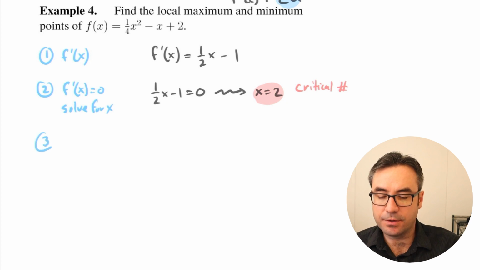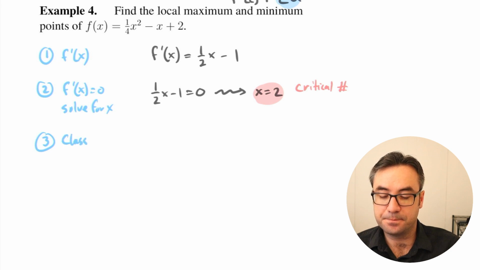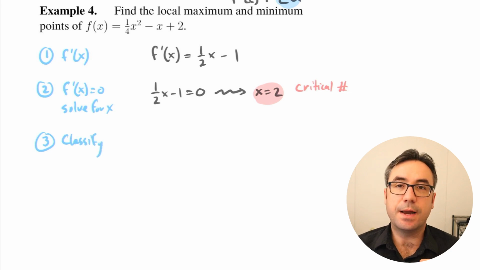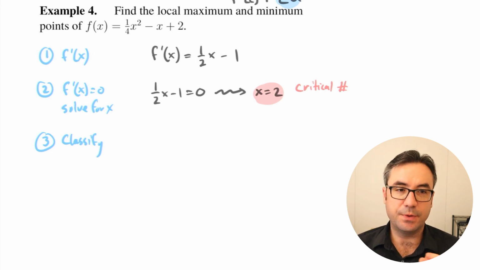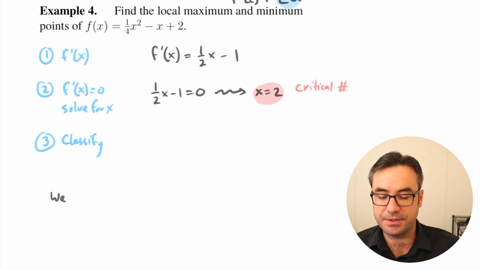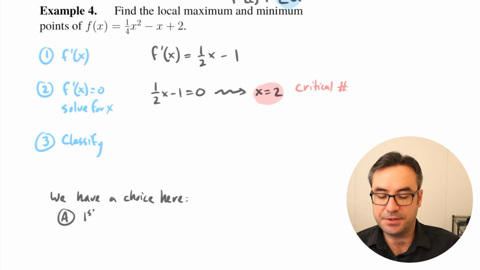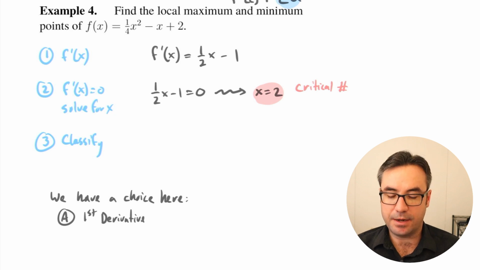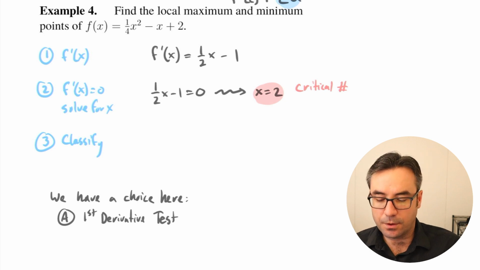And so once we have our critical number, then the next step is we got to classify them. And this is where we could either use the first derivative test or the second derivative test. So whenever we do this classify step, we have a choice. We could do the first derivative test, and that's where we do our sign chart and we figure out the intervals where f is increasing, decreasing. Or we could do the second derivative test.